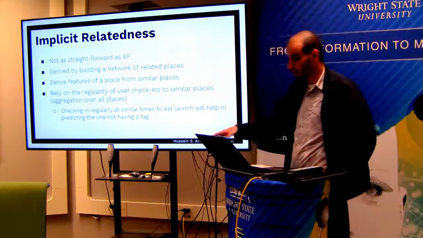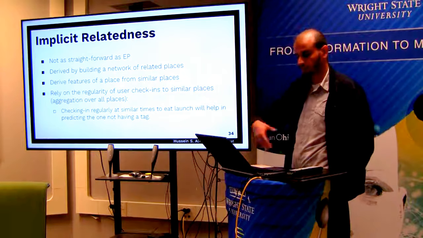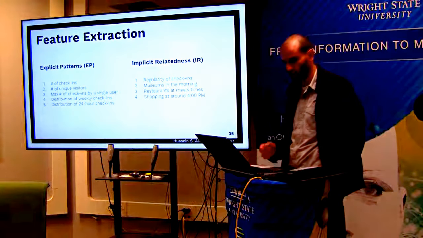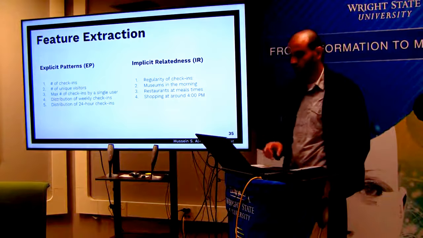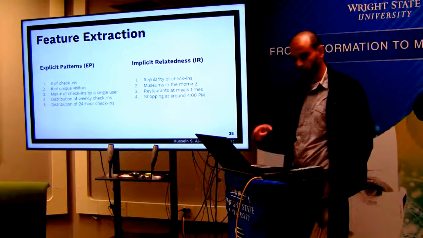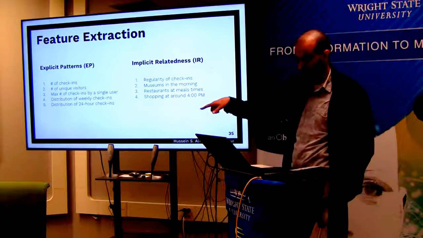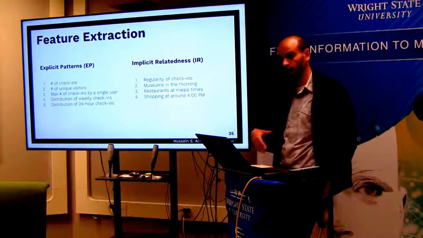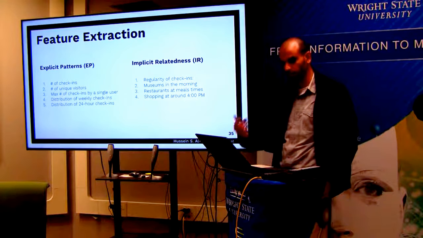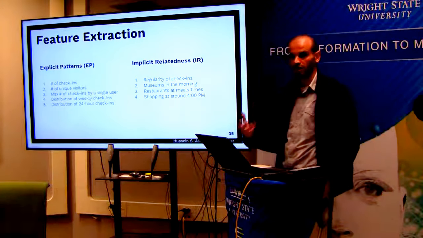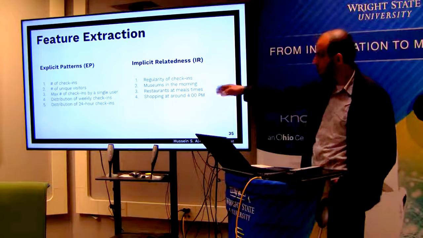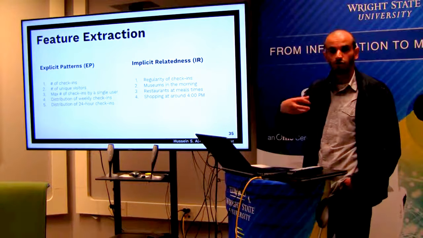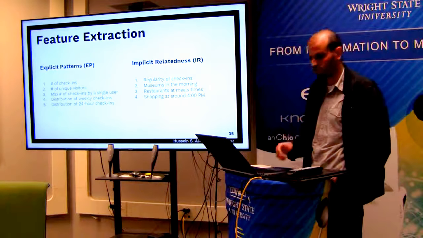Like for example, checking in regularly at a similar time to eat lunch will help in predicting the ones that, you know, do not have an attack, right? So again, a summary of those features. For the explicit ones, we have number of check-ins, number of unique visitors, and so on. For the implicit ones, we have the regularity of check-in, museums in the morning, restaurants at meal times, shopping at around 4 p.m., right? I can see these in there, and I want to use those to get the semantics of the other ones that I don't know anything about, right?